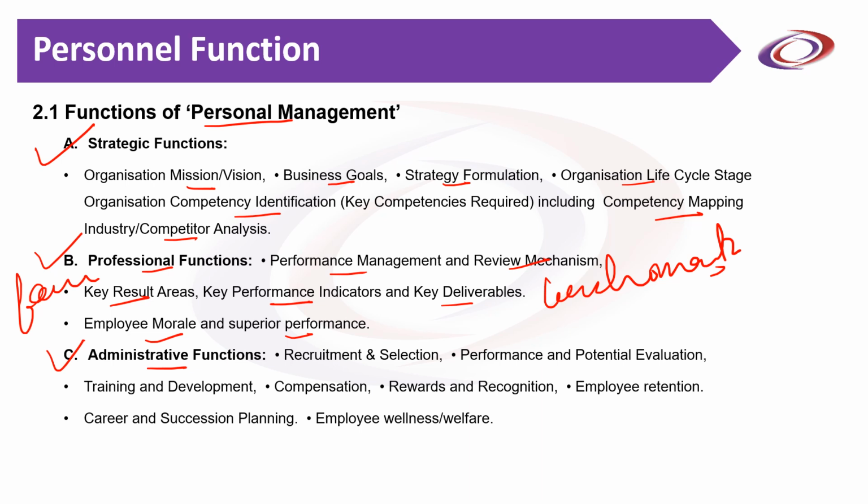And third is the administrative functions. This is related to the functions performed by the management or administration, like recruitment and selection of employees, performance and potential evaluation, training and development, compensation structure, how reward and recognition can be used, employee retention, career and succession planning is important, and employee wellness and welfare. So these are the functions that are involved in the personnel management.